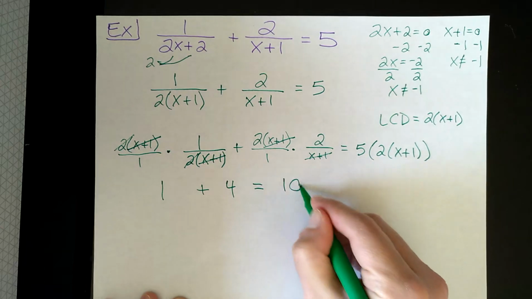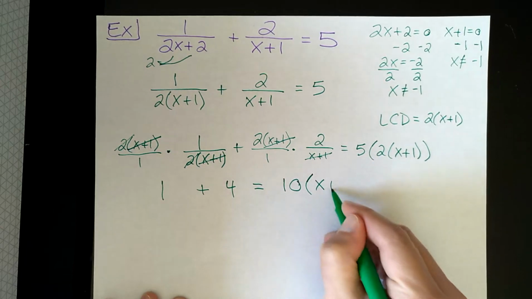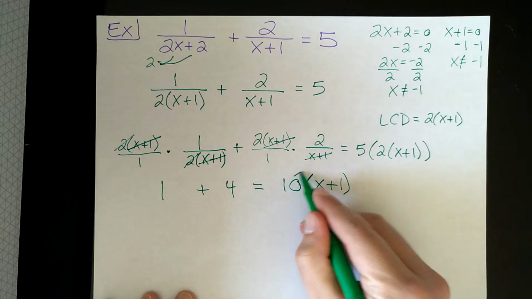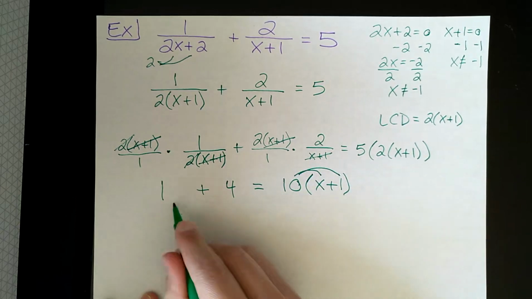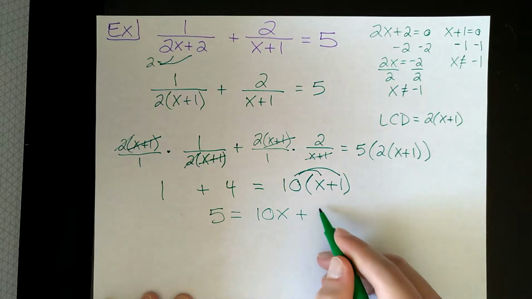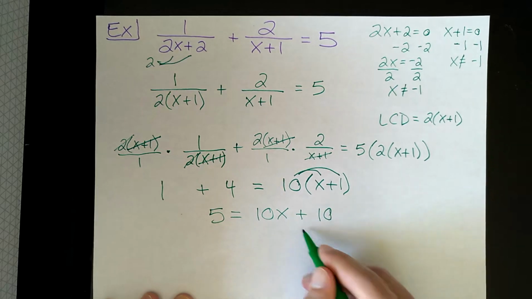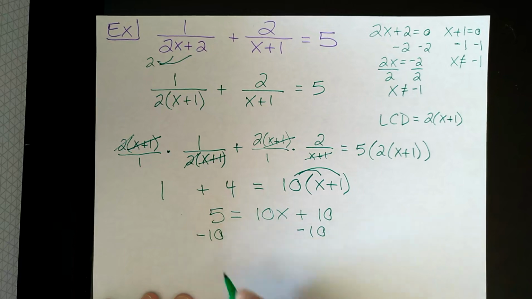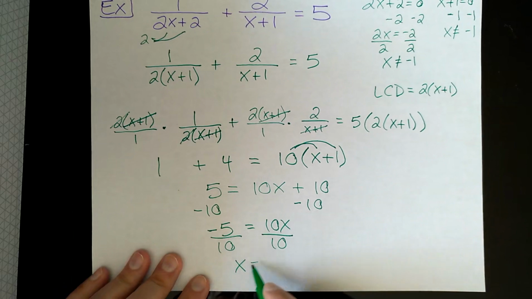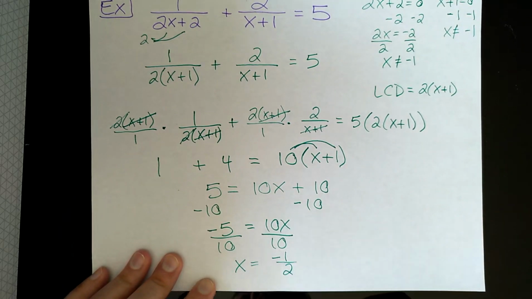When we start multiplying that, initially we get 5 times 2 is 10 times x plus 1. And now this is just a standard equation to solve. We will distribute the 10. We will add the 1 and 4, so we get 5 equals 10x plus 10. We'll subtract 10 from each side, which gives us negative 5 equals 10x. And then we will divide each side by 10 to get the x alone, which gives us x equals negative 1/2 when we simplify.